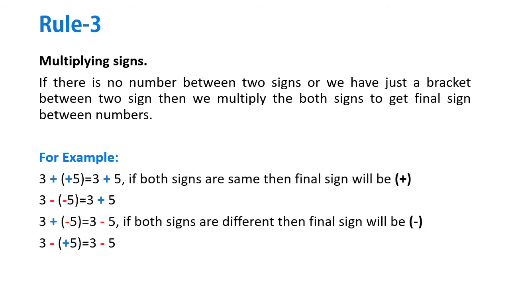Rule 3. Multiplying signs. If there is no number between two signs, or we have just a bracket between two signs, then we multiply both signs to get the final sign between numbers. For understanding more clearly, see the examples below. If both signs are same, then final sign will be plus. If both signs are different, then final sign will be minus.